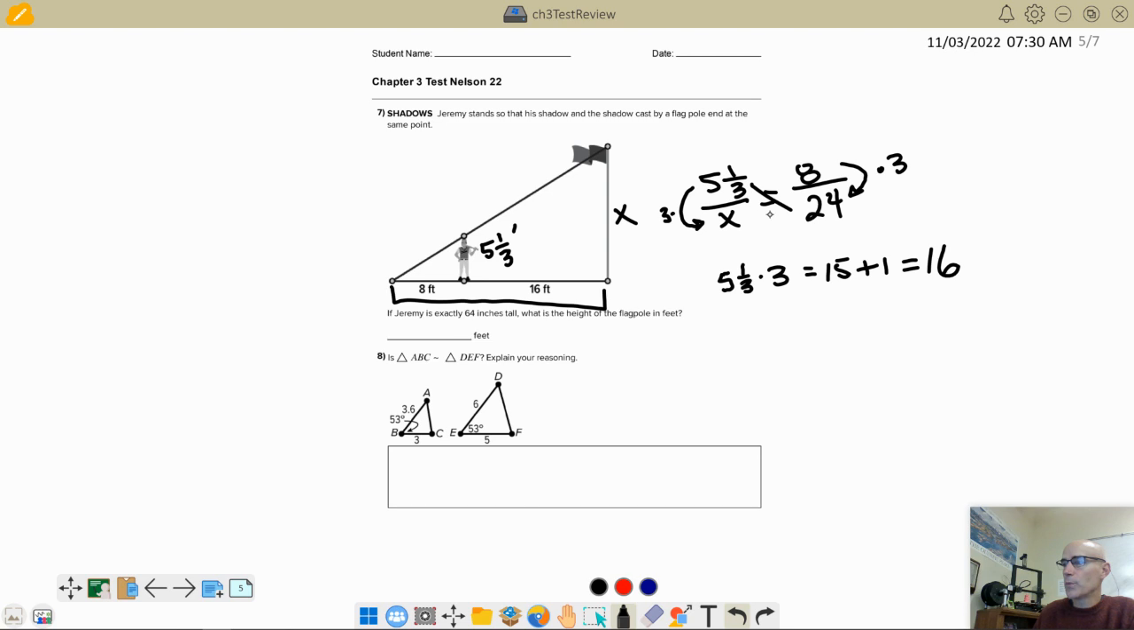Now you could cross multiply. You can use Desmos, all that jazz. You're going to get 16. The two triangles are similar. Explain the reasoning. Well, what I was looking for is people to set up a ratio. 3.6 over 6. Shoot, what does that reduce to?